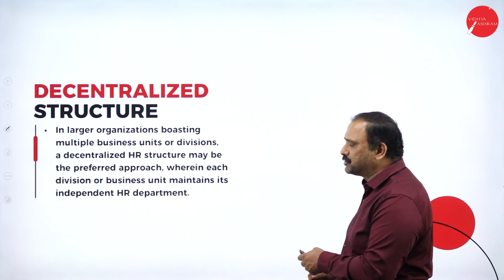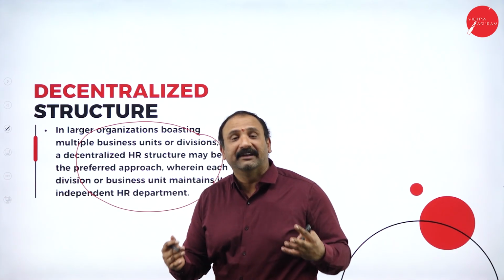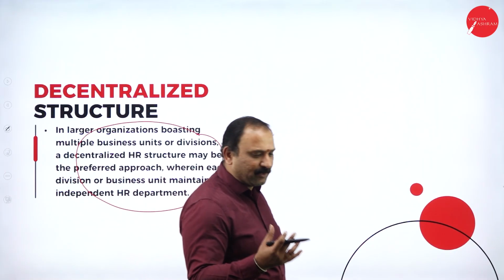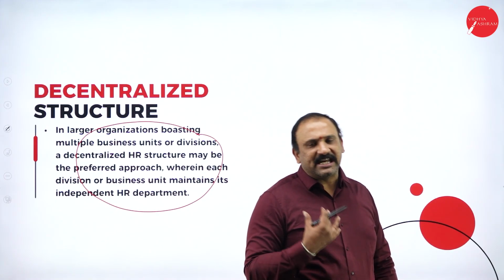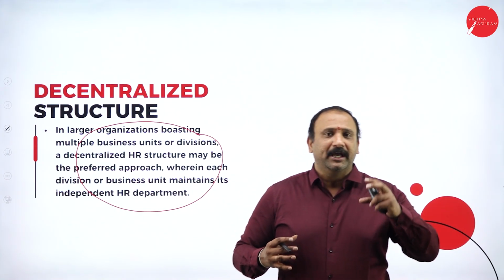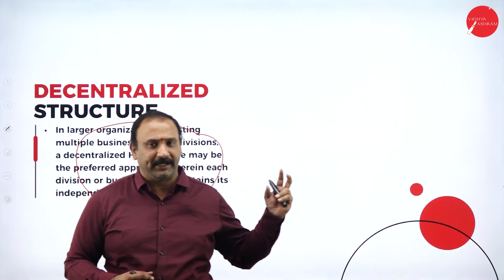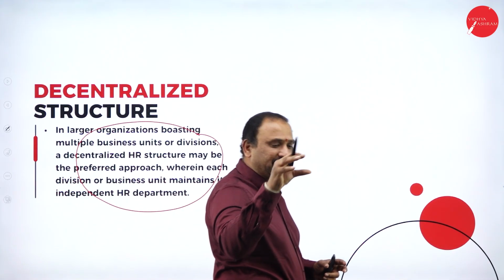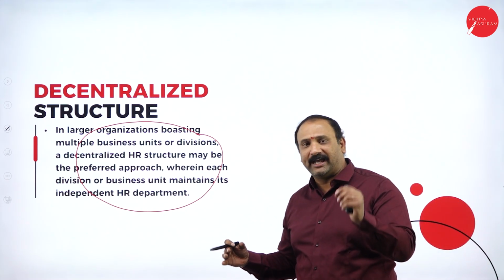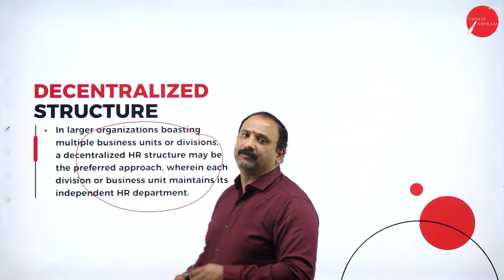But then we also have a structure called decentralized. In larger organizations boasting multiple units or divisions, the HR structure might be different altogether. Let's take a company like Nestle, or Hindustan Unilever, or Microsoft. These are large corporate organizations which have their unique way of working. Each team, each vertical will have their own requirements, their own policies, their own structure, and how they operate. So the HR will also be structured depending on the nature of business, the type of vertical and the deliverables that come onto the table. So the HR department would be more decentralized, more tailored to the business-specific needs of the organization.